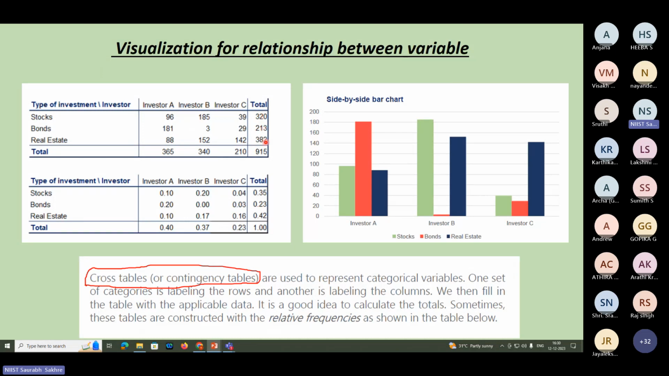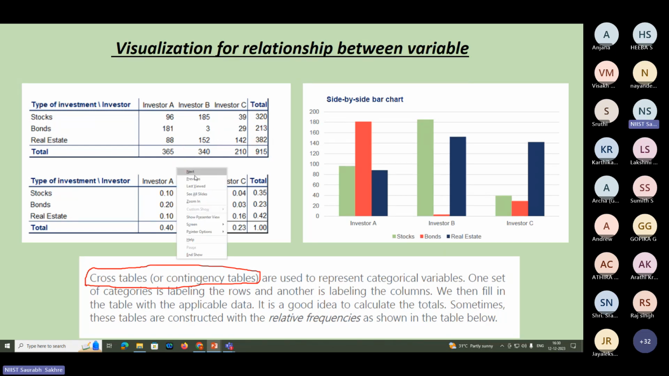320, 213 and 382, and the total will be 915. From here also it will be 915. So in this case, we will be able to have a cross check on that. That's why it is known as a cross table or contingency table. Here you can see type of investor: stocks, bonds, real estate. Then investor A, investor B, investor C. So investors A, B, C total in stocks 320. Investors A, B, C total in bonds 213, and the sum total here.